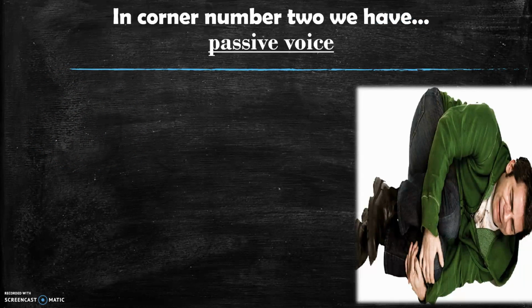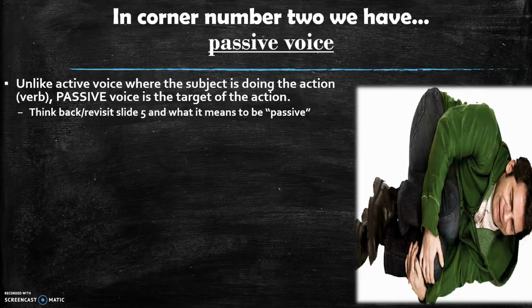So, and in quarter number 2, we have passive voice, all curled up in a corner, because it's kind of the wimpier of the two and not really seen as the one that you really want to use that much, because like I'm doing right now, it makes it a lot more wordy than necessary. So, unlike active voice where the subject is doing the action, passive voice is the target of the action. So, I want you to think back and revisit slide 5. If you need to pause this and go back, I understand. But what it means to be passive.